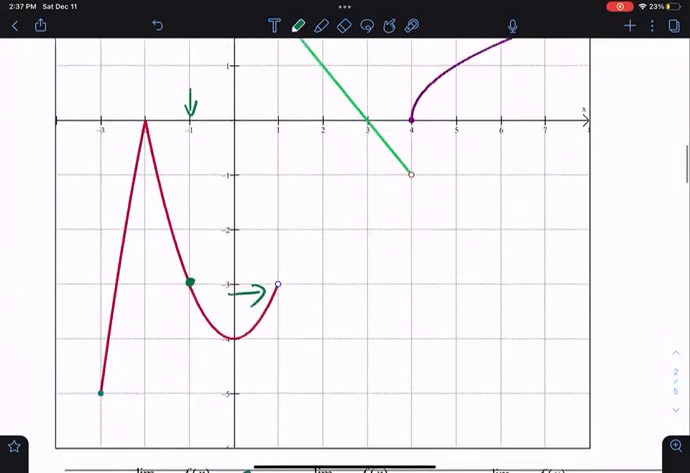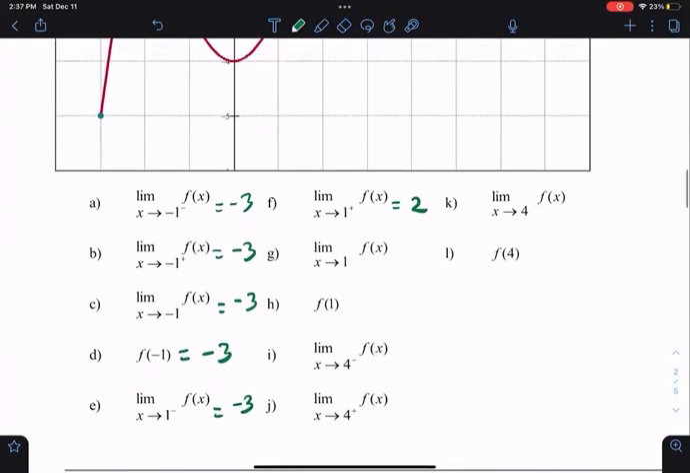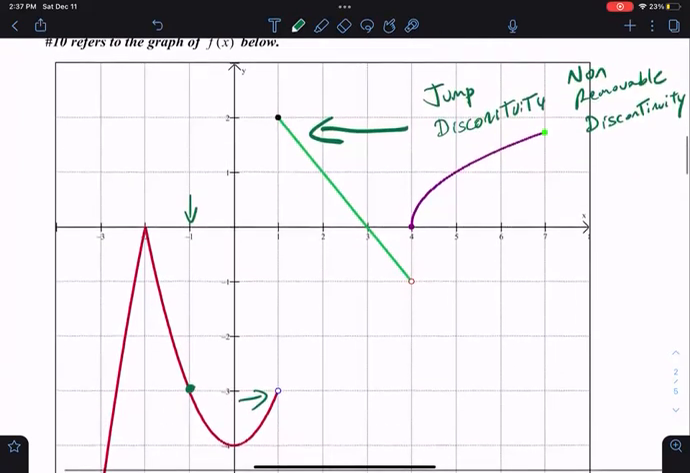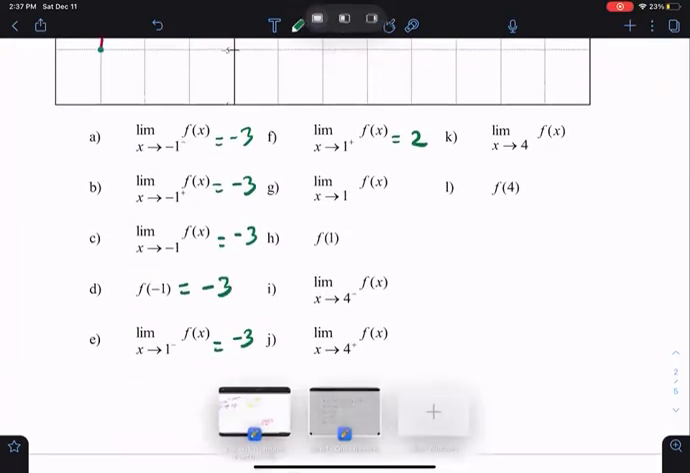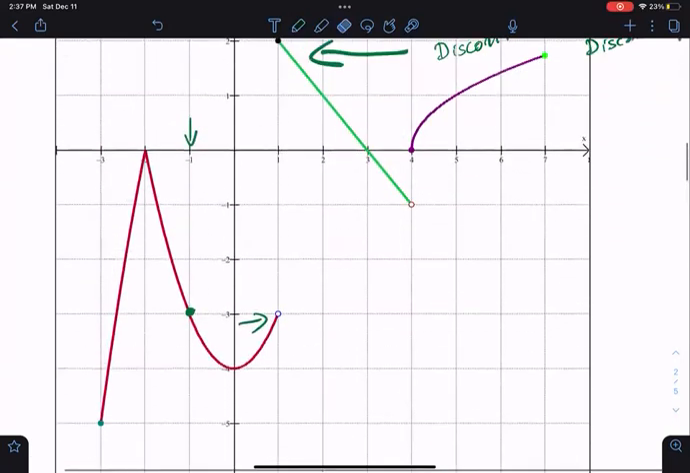So here they said the limit as x approaches 1 from the left is approaching -3, and the limit as x approaches 1 from the right is approaching 2. So these limits don't match, right? Therefore, the limit as x approaches 1 does not exist, right? And now they're asking you, what is the function at 1? Or what is f of 1?